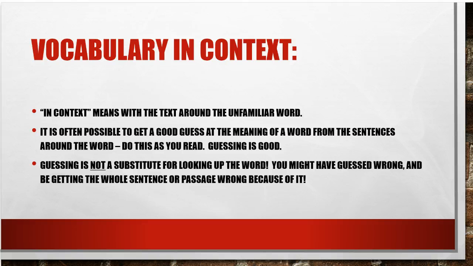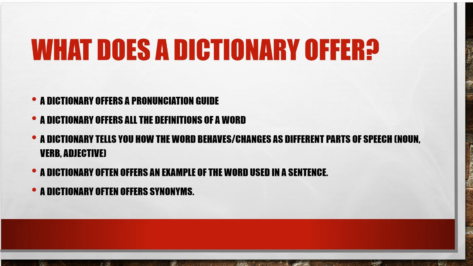It's okay to guess from context and get the general gist, but make sure you double check it in the dictionary. Let's take a look at what a dictionary offers. A dictionary offers a pronunciation guide. A dictionary offers all the definitions of a word. A dictionary tells you how the word behaves as it changes through different parts of speech. Some words can be nouns, change a little bit when they're a verb. They change a little bit again when they're an adjective or an adverb. A dictionary offers an example of the word used in a sentence. And a dictionary often offers synonyms, which are really exciting because those are really useful when it comes to rereading a passage that was confusing because of a lot of new vocabulary.